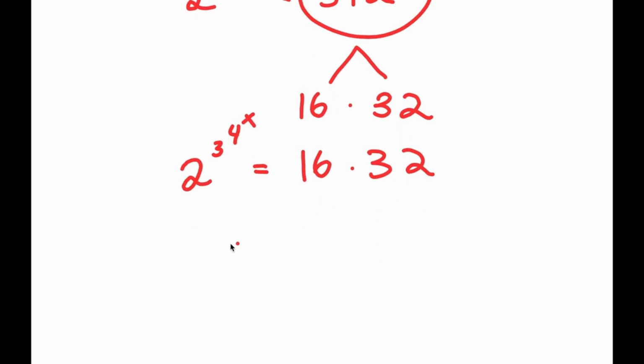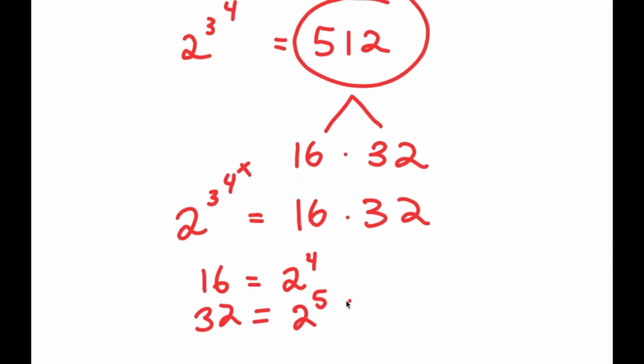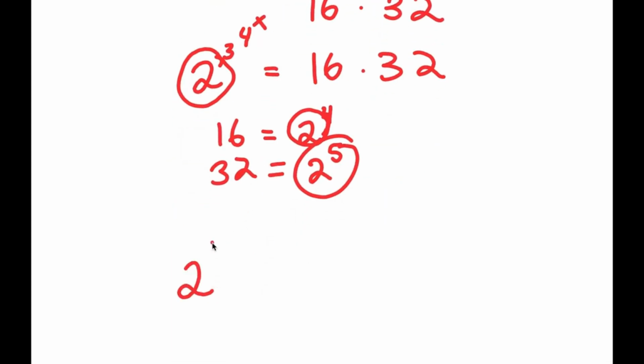Now 16 is equal to 2 to the power of 4, and 32 is equal to 2 to the power of 5. So this is why we wrote 512 as 16 times 32, because now I have 2 to the power of 4 times 2 to the power of 5, and notice how we have another base of 2 over here, 2 to the power of 3 to the power of 4 to the power of x. So now I can rewrite this as 2 to the power of 3 to the power of 4 to the power of x is equal to 2 to the power of 4 times 2 to the power of 5. Now all my terms are bases of 2.